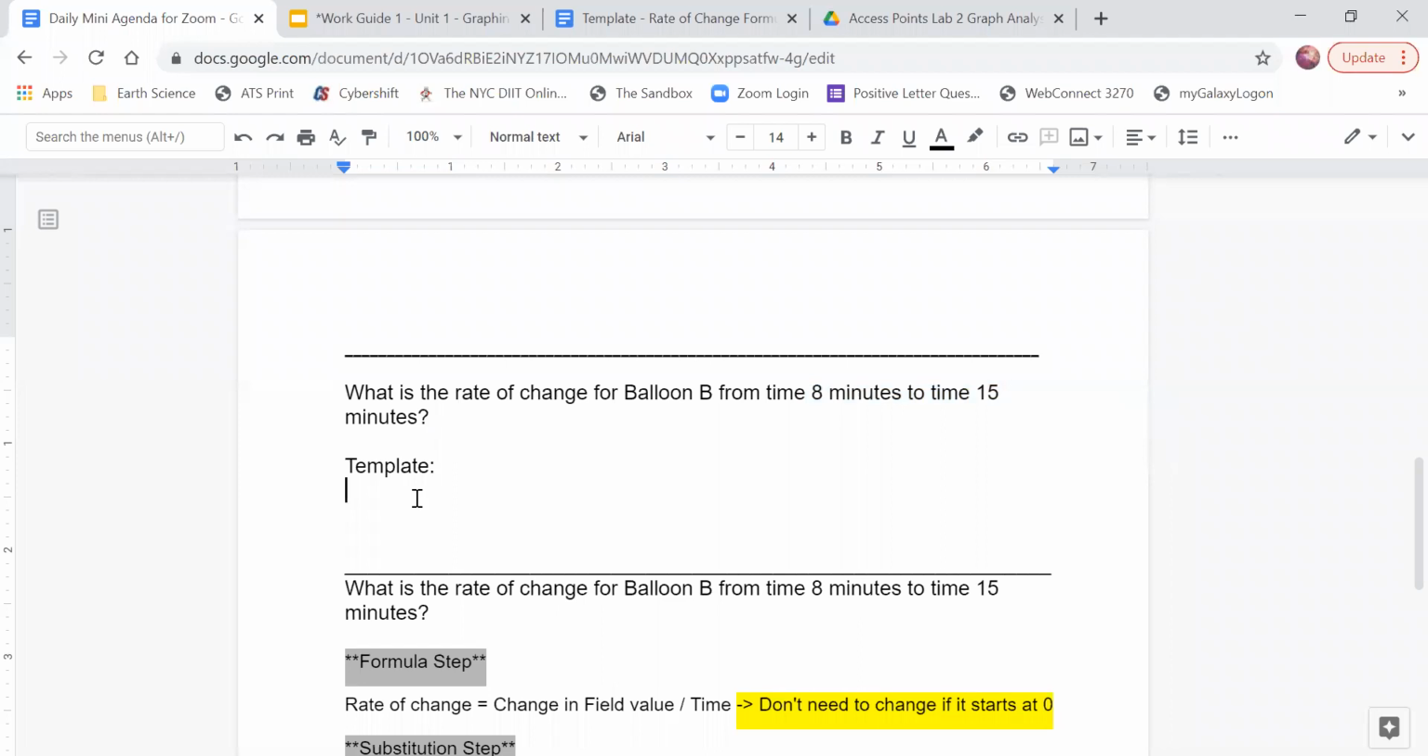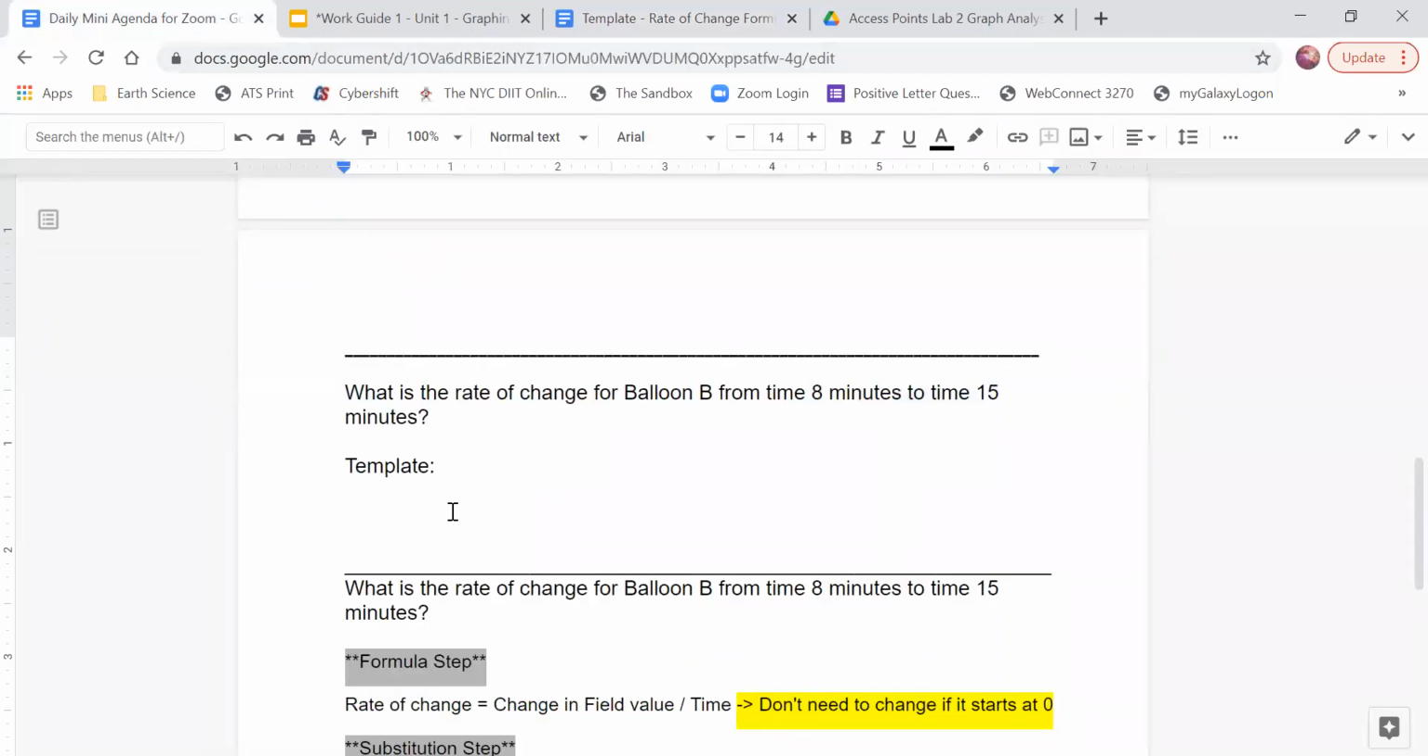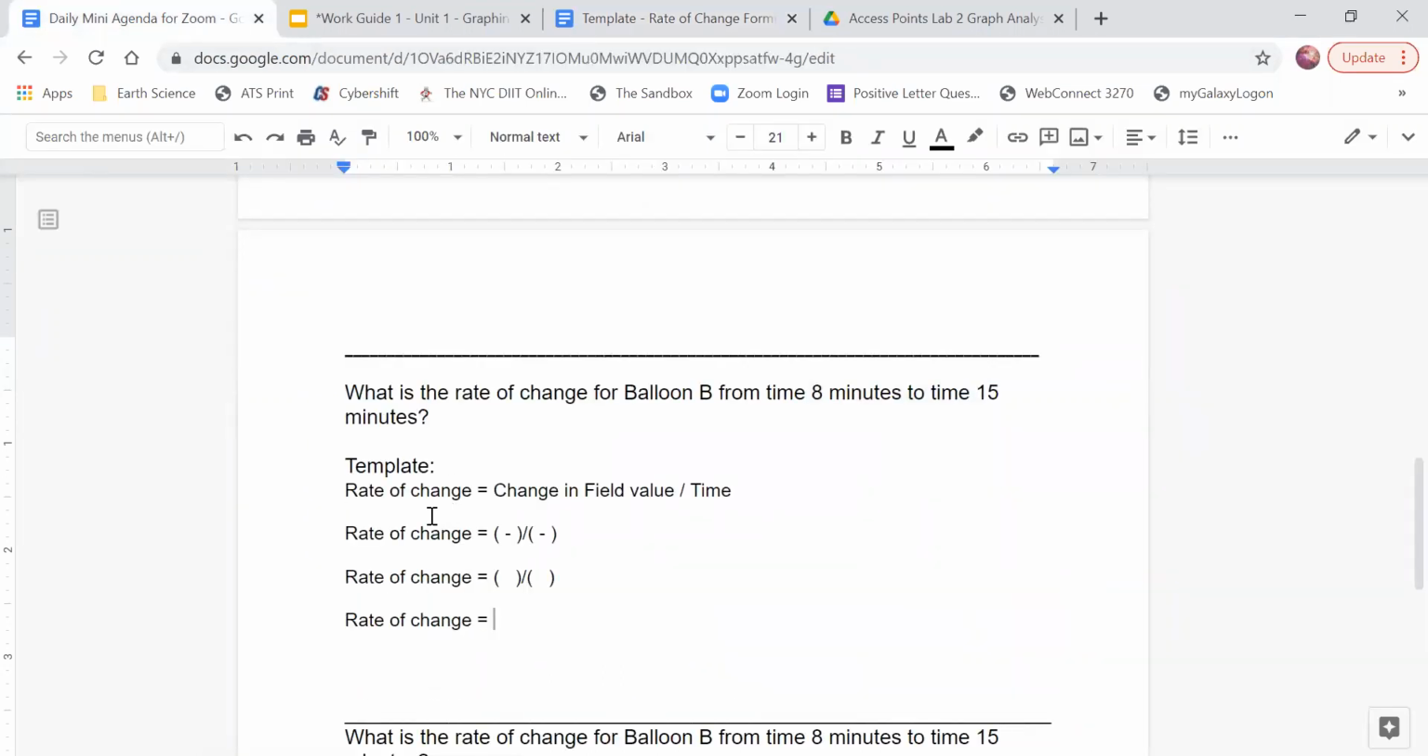So the first thing that you should do with any rate of change problem is copy and paste the template. The template for this formula is found as a resource when you click 2.4 in Google Classroom. This is the document that comes up. So I'm going to copy and paste my formula. I'm going to put it here. And then I would proceed to fill out this formula and eventually solve it.